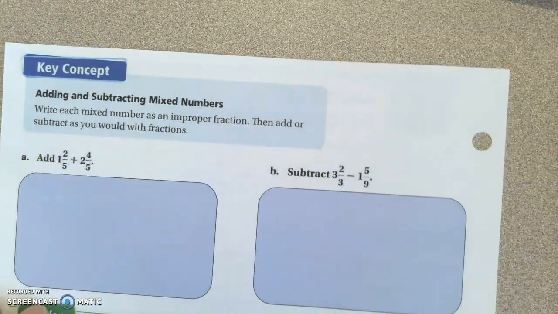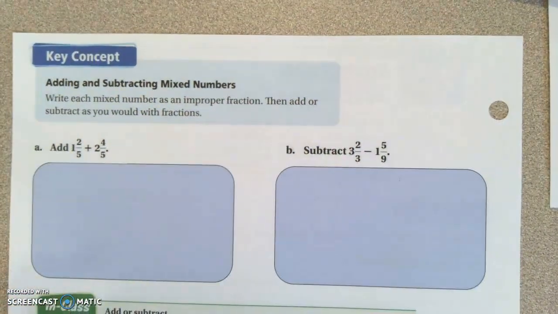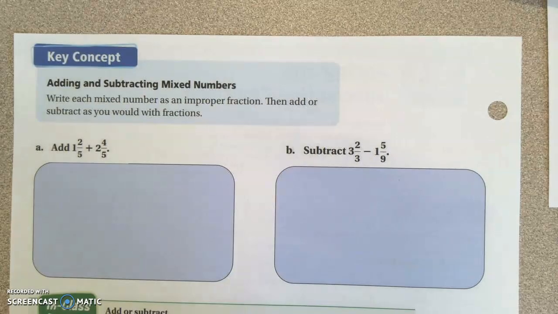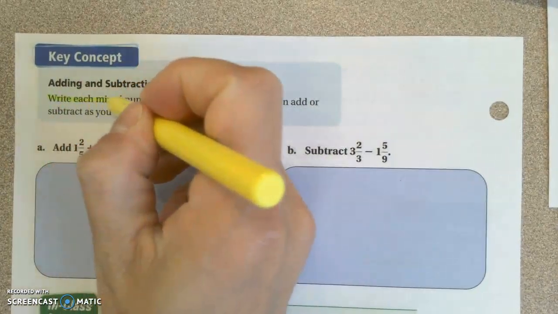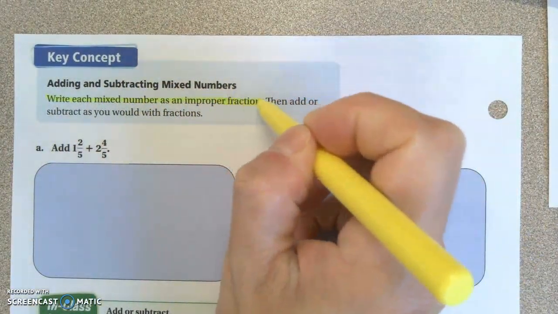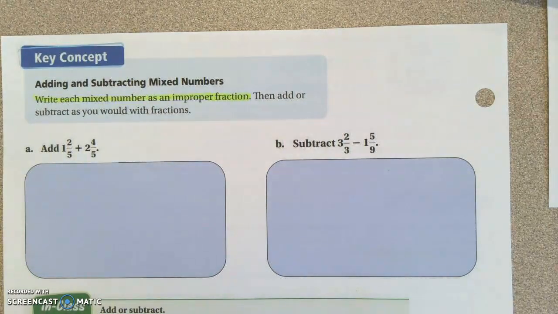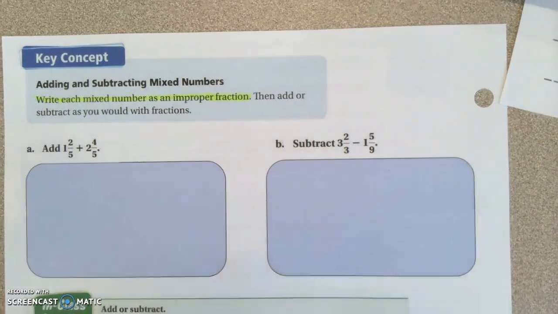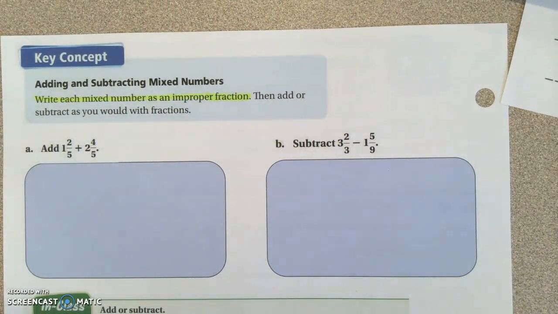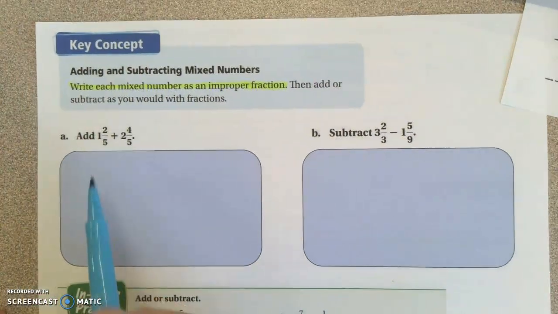All right, we are going to look now at what happens when we have mixed numbers. The first step is to write each mixed number as an improper fraction. You could also do a little bit of regrouping, and I'm going to show you both options. So first, if I change them to improper fractions, let's look at letter A.